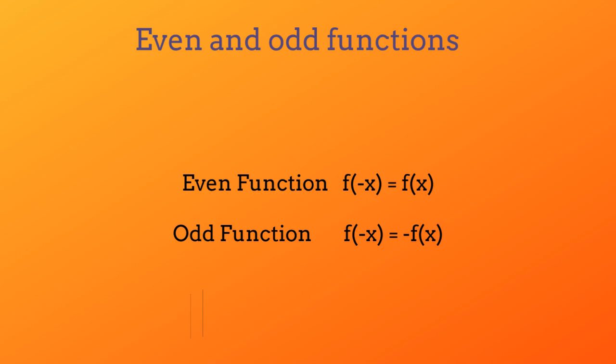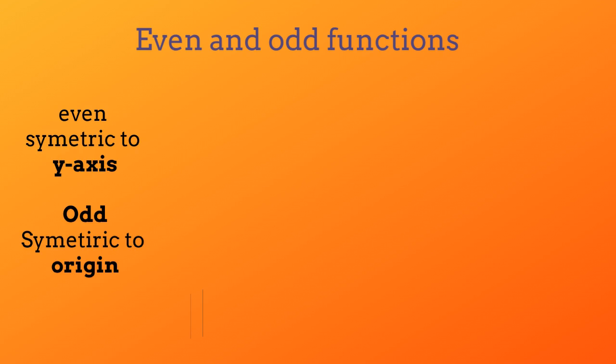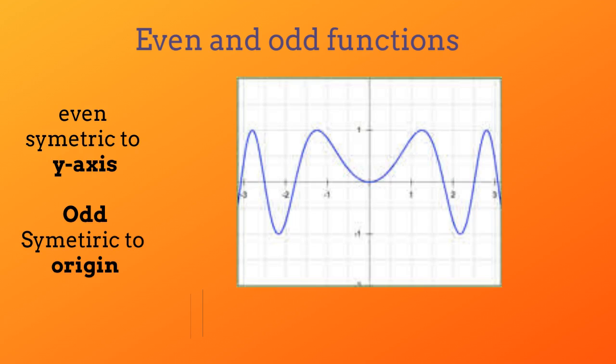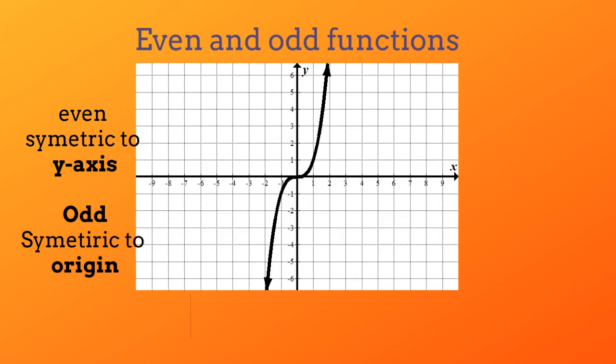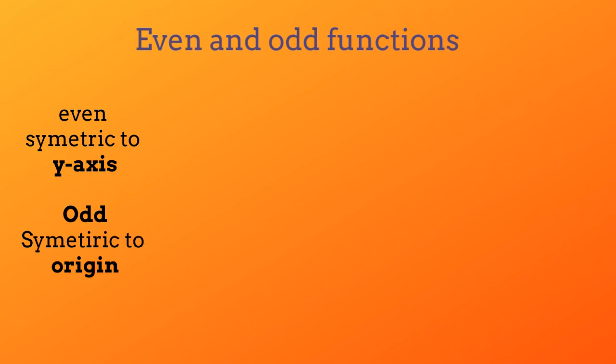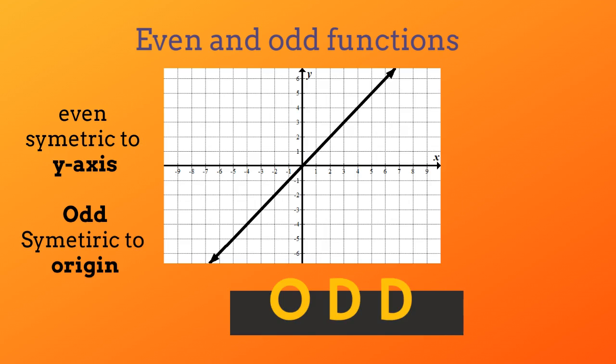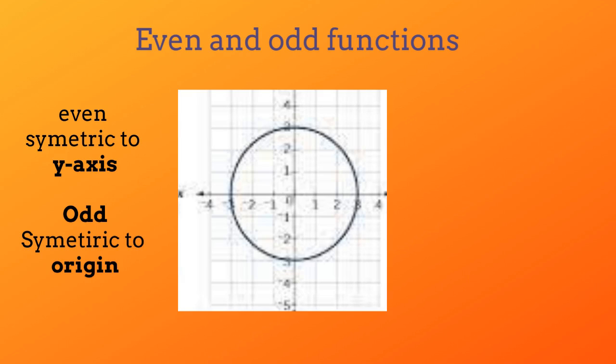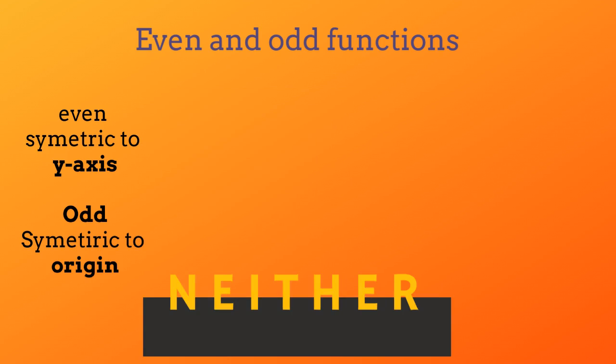We're going to look at even and odd functions. Even functions turn out to be positive even when they start out negative, and odd functions end up negative for the entire function at the end. Even are symmetric to the y-axis, and odd are symmetric to the origin. So you're seeing some examples here. This one is neither.